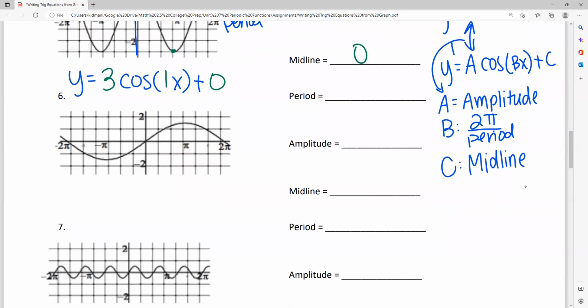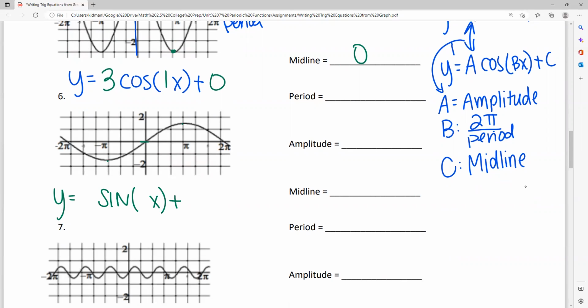So looking at this first, do I have sine or do I have cosine? Well, it crosses the y-axis in the middle of the curve, right? So do you see how the bottom is here and the top is here and we're crossing in the middle? So because it crosses in the middle of our curve, we know that we're going to have a sine. So y equals something times sine of something times x plus our midline, whatever that's going to be. So now let's go through and find these things.